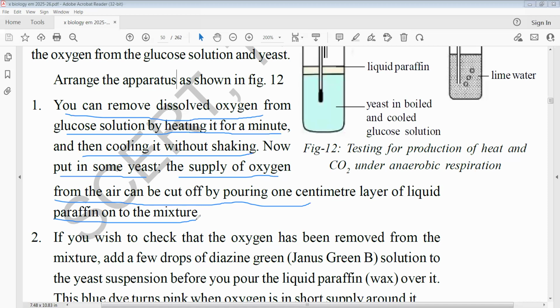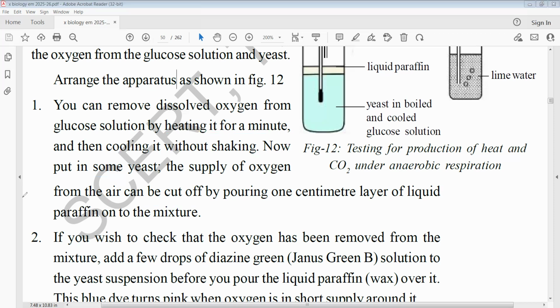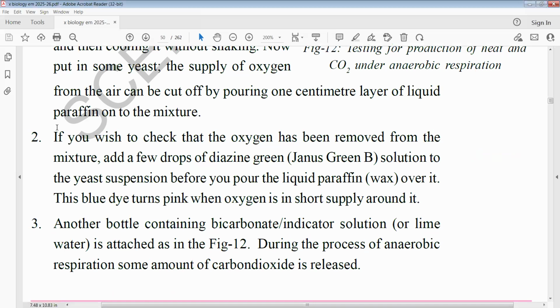Then after that, cool it and pour this glucose solution into the thermos flask. So that oxygen does not come into contact with this heated and cooled glucose solution, we have to pour the liquid paraffin on this glucose mixture. Now, if you wish to check that oxygen is removed, it is an important point, most important at examination level.